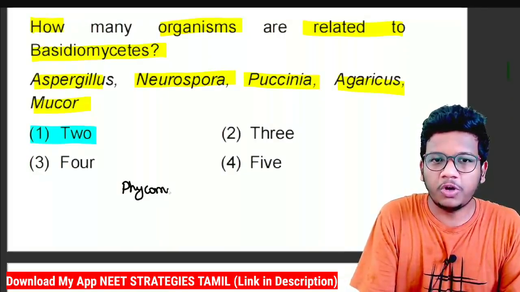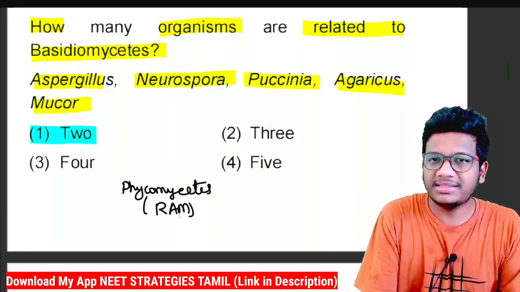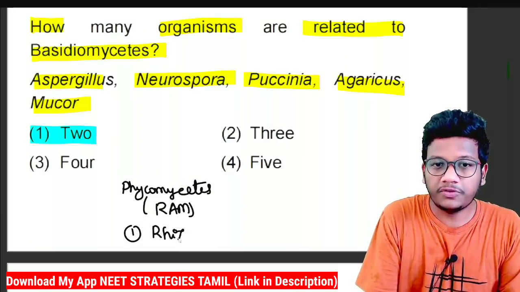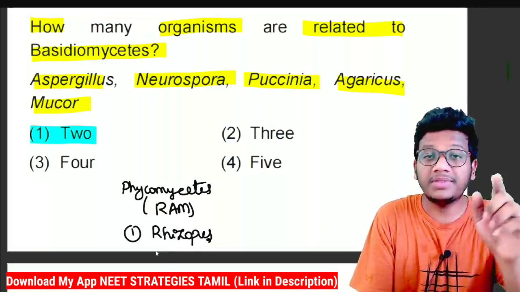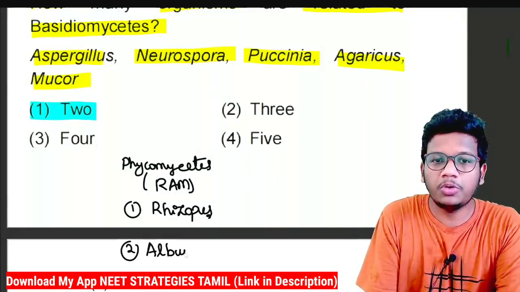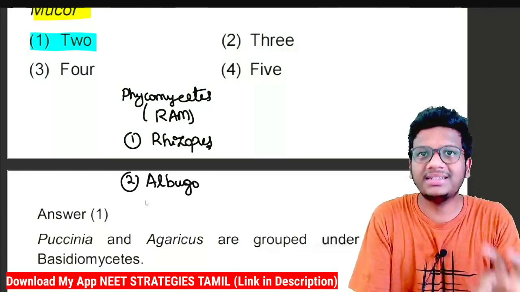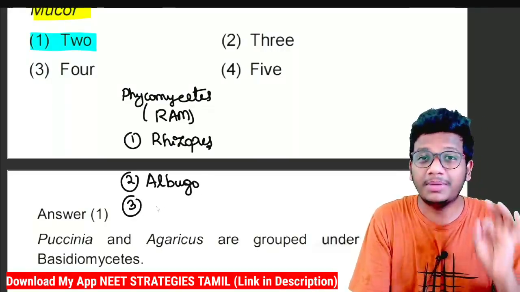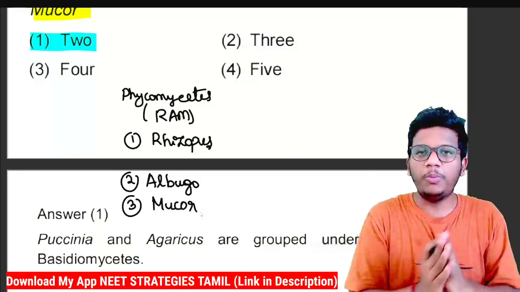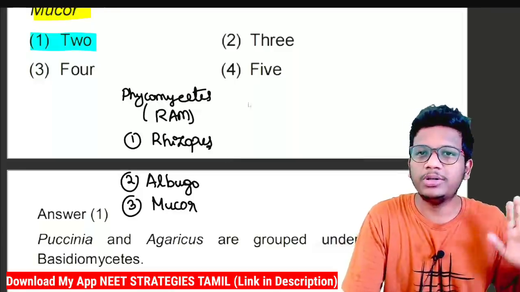Okay, so Phycomycetes, what is the mnemonic here? It's very simple. It's just RAM. RAM is the mnemonic here for Phycomycetes. The first one is R for Rhizopus. Don't forget, guys, R for Rhizopus comes under the Phycomycetes. The second one is Albugo. What is Albugo? Albugo is a parasite on mustard. Note down my words. Albugo is a parasite on mustard. And the third one is M. M means Mucor. So Phycomycetes, 3 examples: Rhizopus, Albugo and Mucor. That's all.